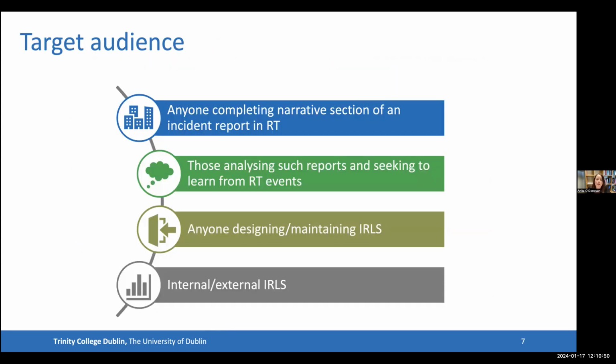So our target audience for the guidelines is anyone completing a narrative section of an incident report in radiation therapy. It's also intended, and that's why we had input from those stakeholders, for anyone analysing those reports and importantly seeking to learn from radiotherapy events, anyone who's designing or maintaining an incident reporting and learning system. And it applies to both internal and external incident reporting and learning systems.